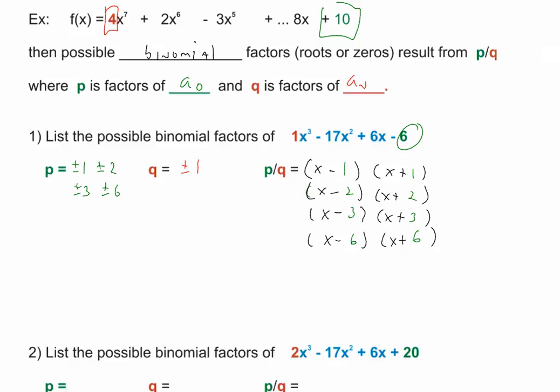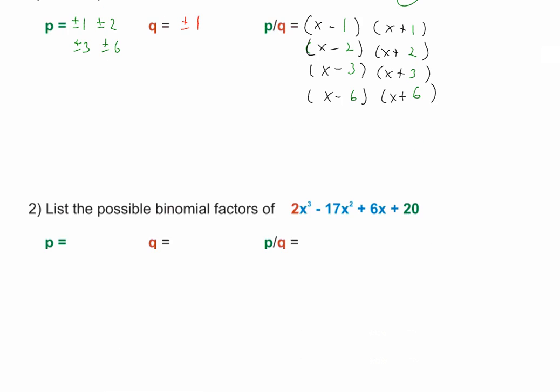Let's do the next example. And again, this is a means toward an end.